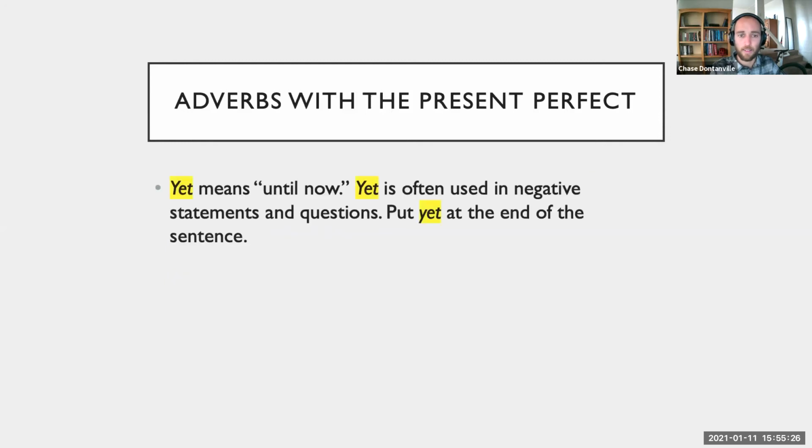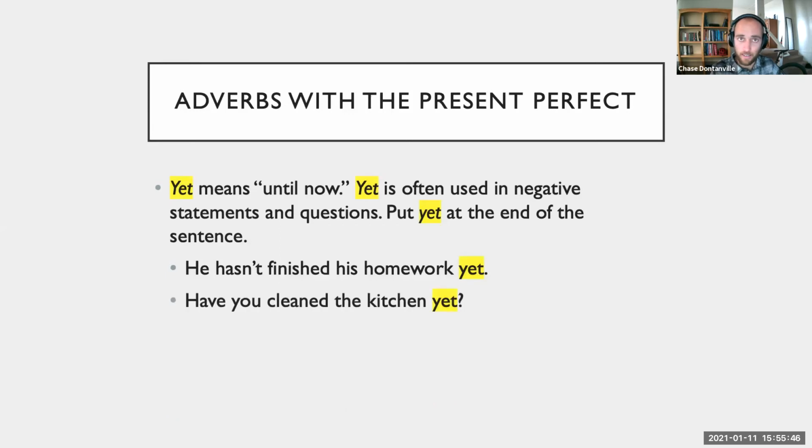And yet. Yet means until now. Yet is often used in negative statements and questions, and you should put yet at the end. So just like lately, put yet at the end of the sentence. He hasn't finished his homework yet. Have you cleaned the kitchen yet? So the first one is a negative statement. The second one is a question. We put yet at the end to mean that these actions haven't happened. So he hasn't finished his homework yet, but he will. Have you cleaned the kitchen yet? I want to know, did you do it or did you not?